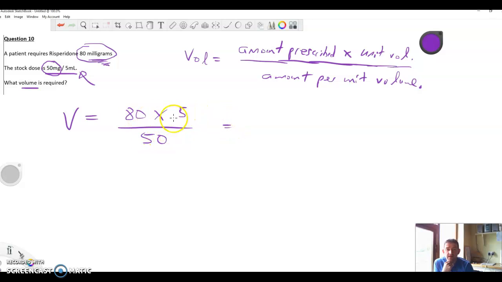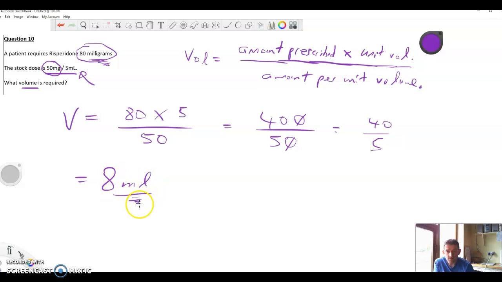Multiplying 5 by 80, you should get 400. Is that right? Yeah, because 10 eights would be 800, so half of that, 5 eights, is 400, with 50 underneath. Now, we can divide above and below by 10, just like that. So now we have 40 divided by 5, and 5 into 40 equals 8. And it's a volume, so our answer is going to be 8 mils.